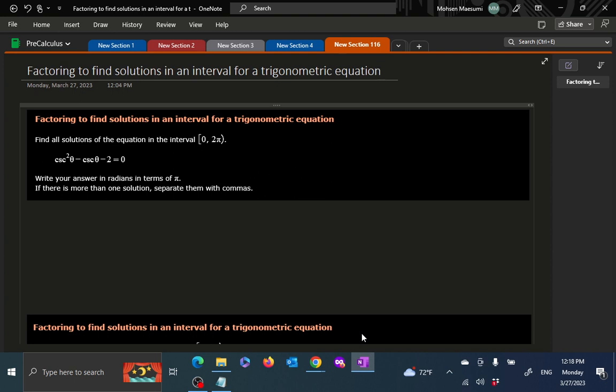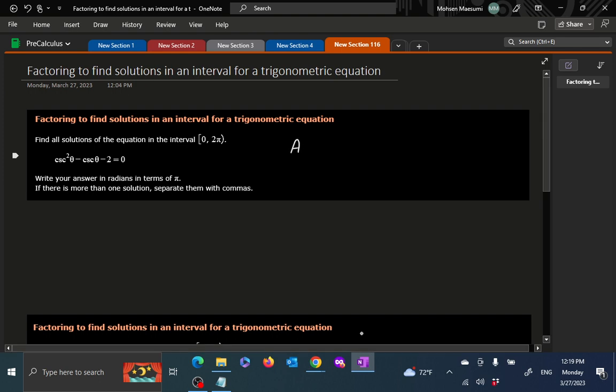The topic today is factoring to find solutions in an interval for a trigonometric equation. Very similar to the previous lecture. That one was about sine and cosine. This one seems to be mostly cosecant and secant. The idea is very similar to what we have done, so let's get started.